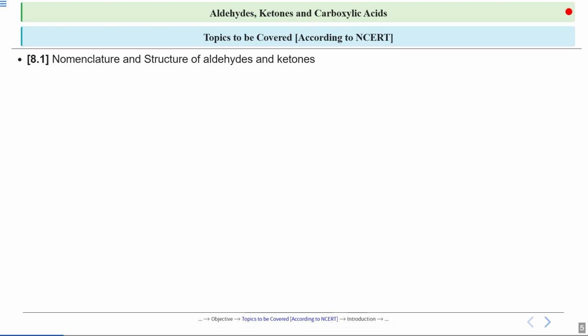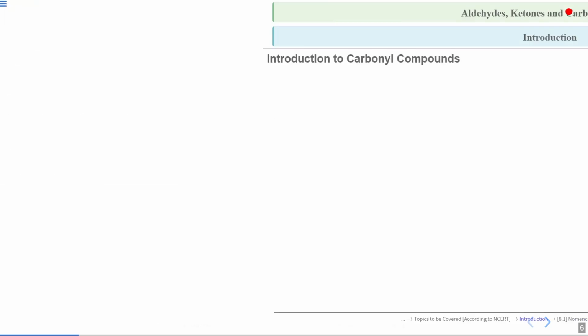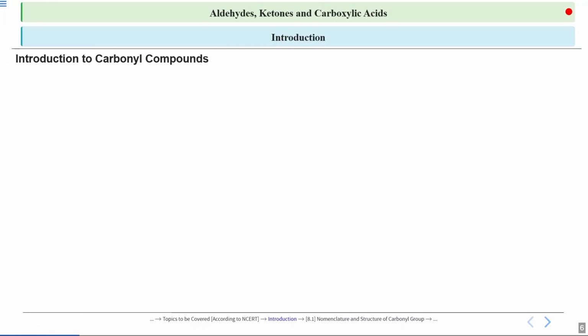For your reference, I have also mapped the NCERT sections which we are going to cover today. Today we will be covering section 8.1, which is nomenclature and structure of aldehydes and ketones. Then section 8.1.1, which is nomenclature. Then section 8.1.2, which is structure of aldehydes and ketones. Then we will solve in-text question 8.1, and then we will summarize whatever we have studied in today's lecture. Okay, so let's start with today's lecture.